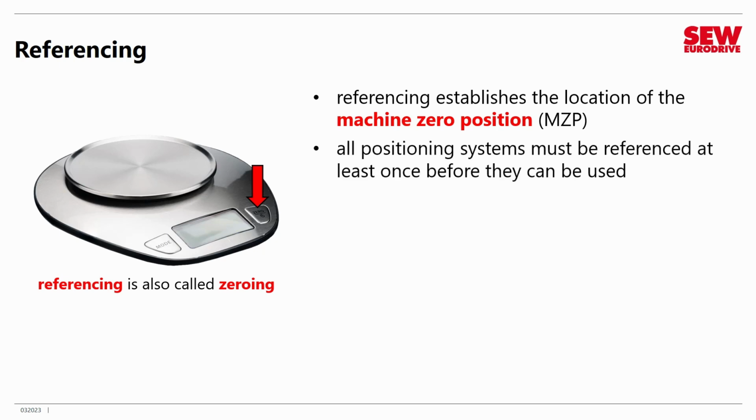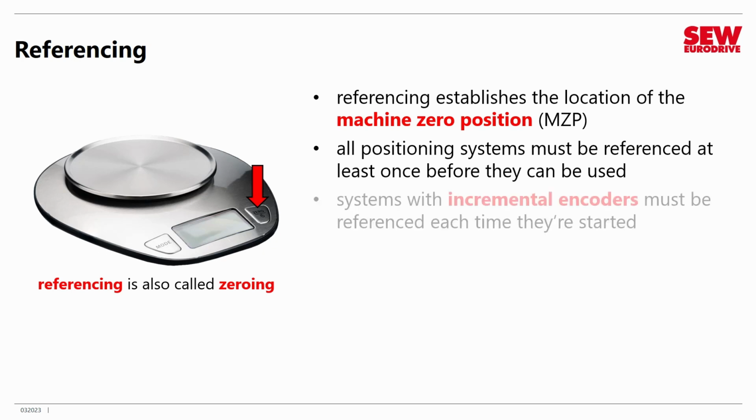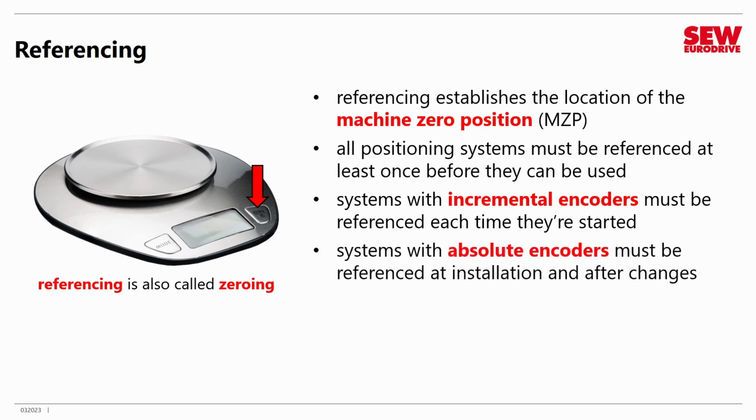All positioning systems, no matter what style of encoder you use, must be referenced at least once before they can be used to position. Now, if you have an incremental encoder, these have to be referenced every single time you start up the VFD, because incremental encoders lose their position when you switch off the power, and you have to zero them every time you power up. On the other hand, there's a second category of encoder called the absolute encoder. It does not have to be re-referenced every time you power it up. When you turn it on, it knows where it is. It remembers where it is.